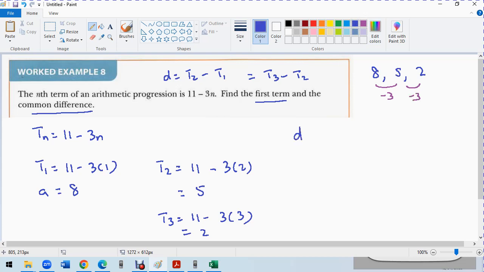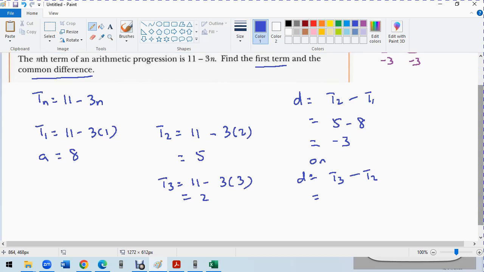So D is actually T2 minus T1, that is 5 minus 8 equal to negative 3. Or we can find that D is T3 minus T2, then it is 2 minus 5, which is negative 3.